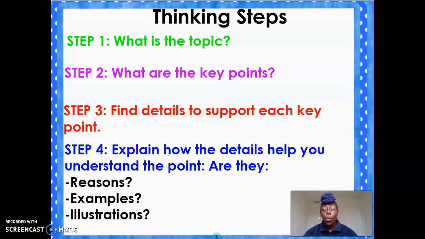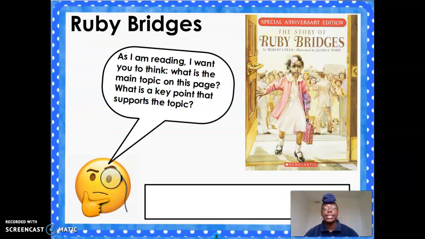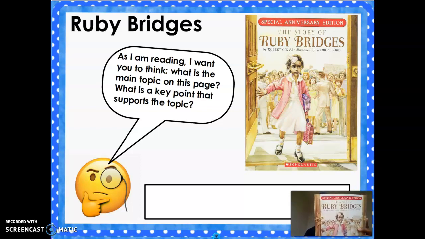So today, we're going to be doing this with the Ruby Bridges story. So I'm going to read the afterword for our Ruby Bridges story. And as I'm reading, I want you to think, what is the main topic of the page? And maybe what is a key point that supports that topic? So now I'm going to read. We have the story of Ruby Bridges, and I'm reading the afterword.